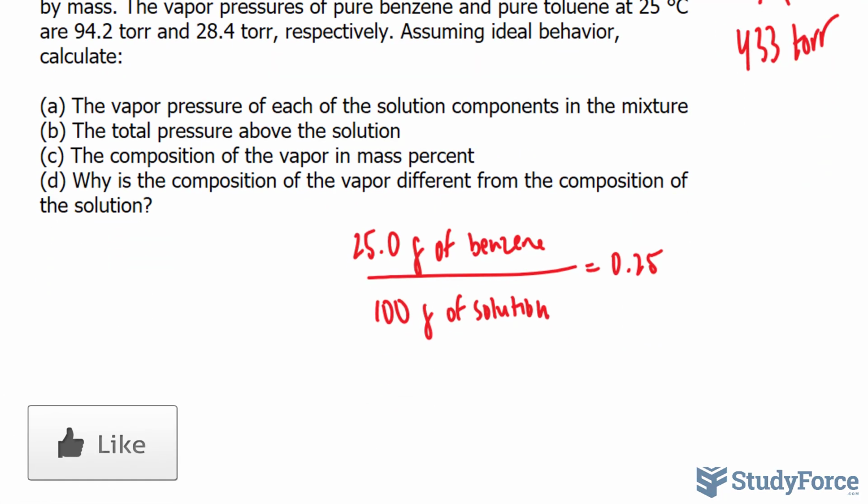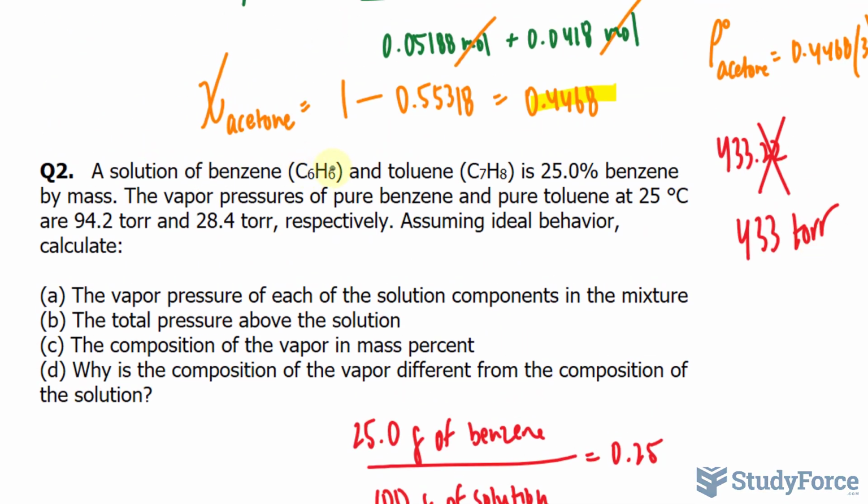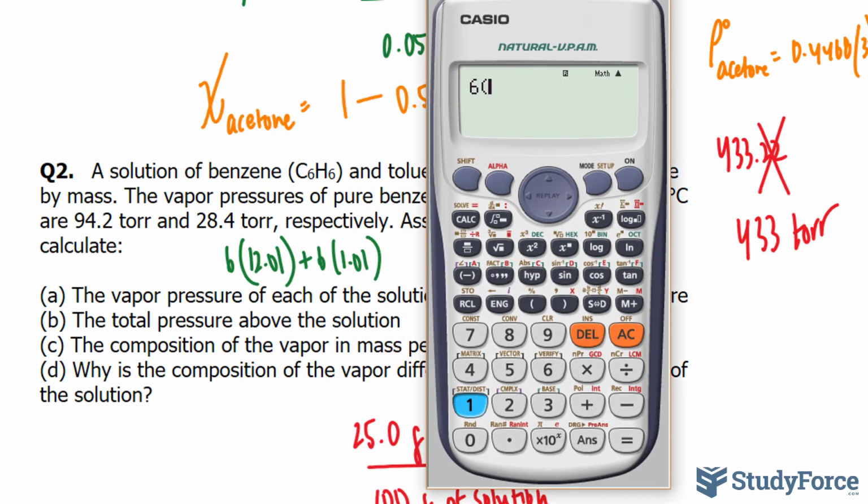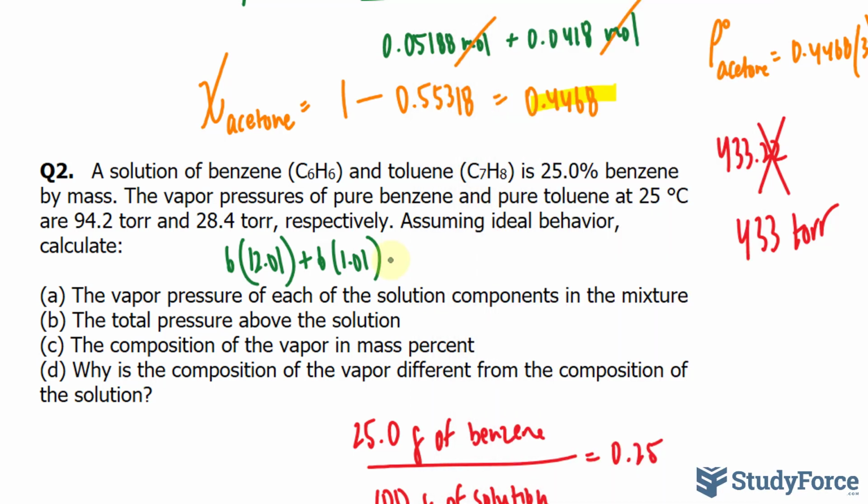So we know that 25.0 grams of benzene is available, and now we'll find its molar mass. Benzene is C6H6, so we have 12.01, that's the molar mass of carbon, times 6, plus 6 atoms of 1.01 grams per mole of hydrogen. Using our calculator, 6 times 12.01 plus 6 times 1.01. That right there is the molar mass, 78.12.